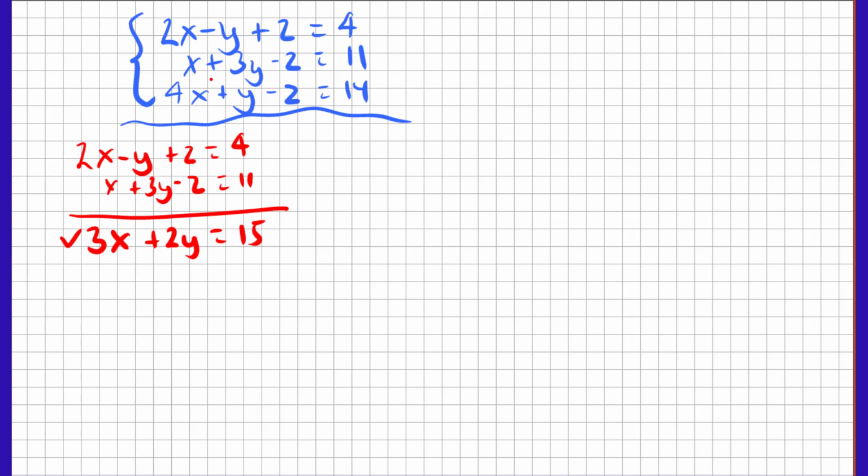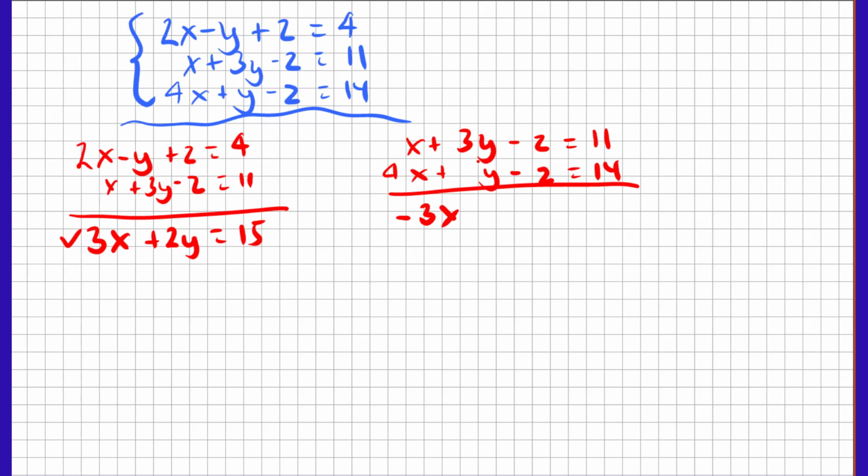Let's do that with the second and the third one, okay? So we've got x plus 3y minus z equal 11. And I've got 4x plus y minus z equal 14. All right, so that gets me x minus 4x, so that's minus 3x, plus 2y, so I subtracted those, and then I've got 11 minus 14, that's going to be negative 3. All right, so I've got it down to two over here. So now I'm going to write these two new equations.